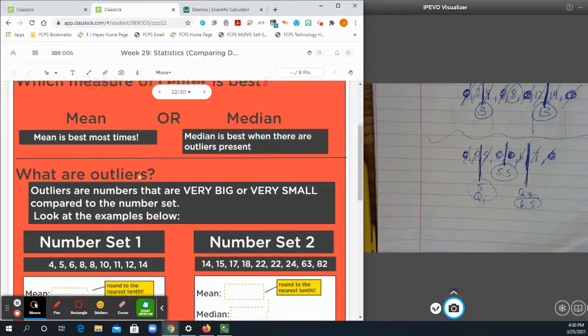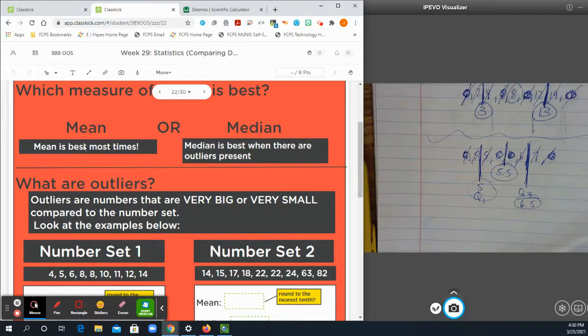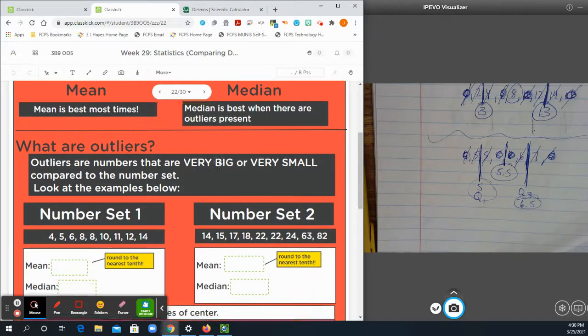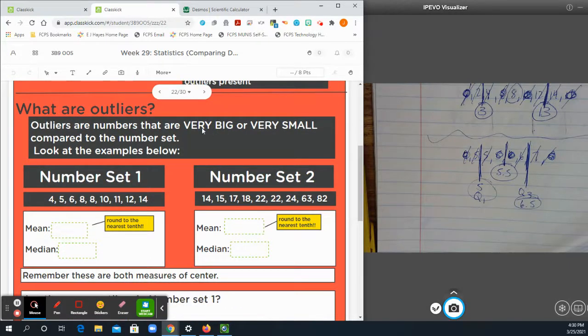So mean is generally best, but mean's not good with outliers. So you do not want outliers for mean because that will skew your data. Median, however, is great for when there are outliers present. So you might be asking yourself, what's an outlier? If we look down below, it says outliers are numbers that are very big or very small compared to the number set. So let's look at these two sets here.